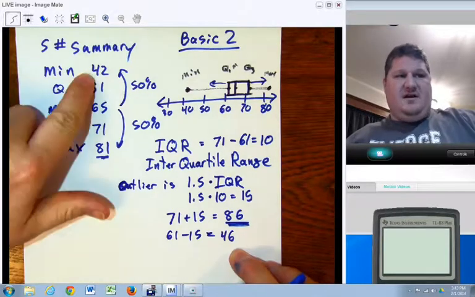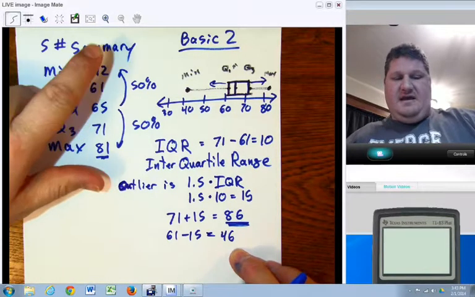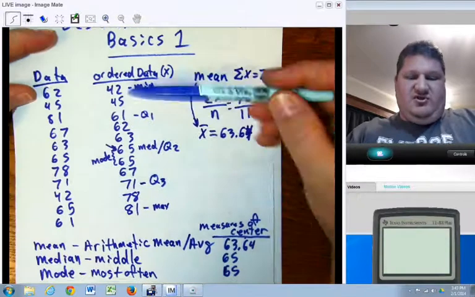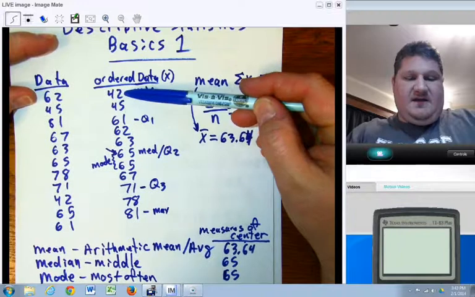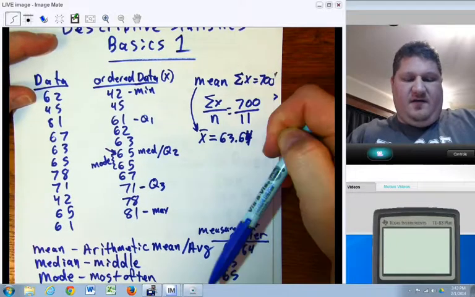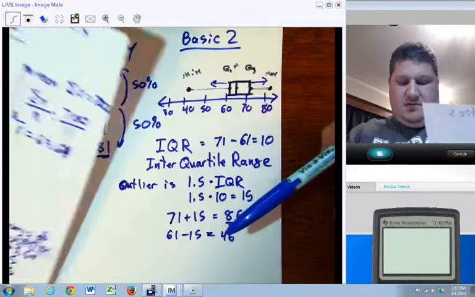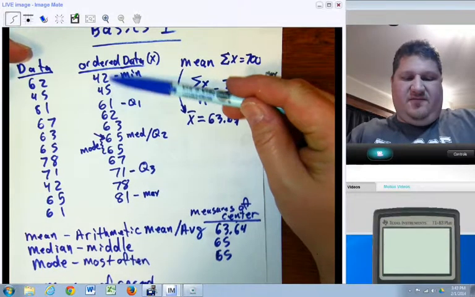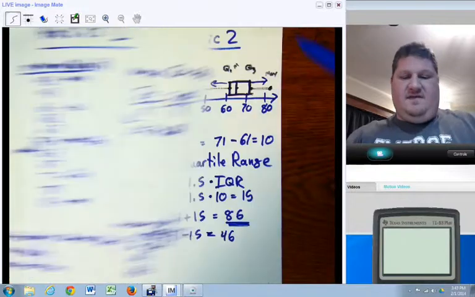Well, we can already see that I have 42 is out beyond. Now, I also need to check the rest of my data. I say 42, that's out beyond. 45, that's out beyond. So, in this case, I have two different outliers in this data.